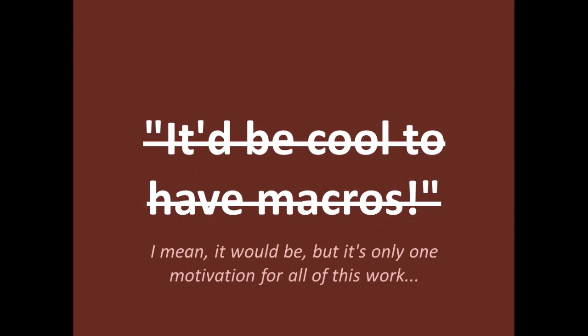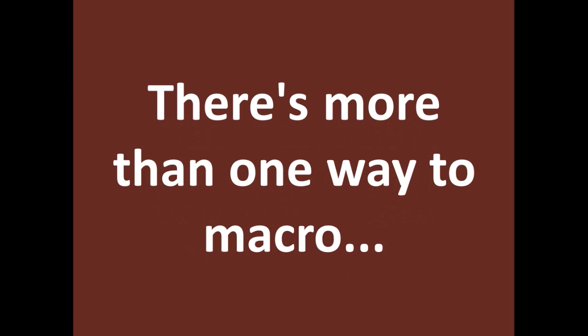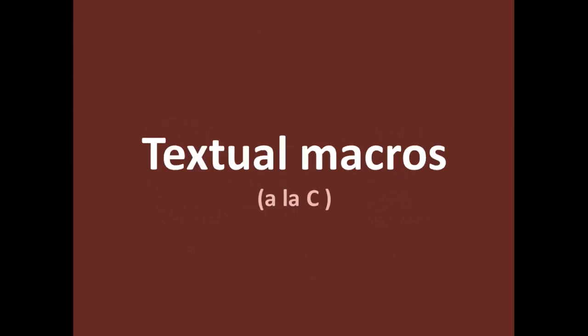But let's actually talk a bit about macros anyway to see why an AST is an important part of having good macros. There's more than one way to do macros. There's certainly more than two ways, but I'm only going to really talk about two of the ways, just to contrast them. One of them is textual macros, and if you've programmed in C, you'll probably have come across these.